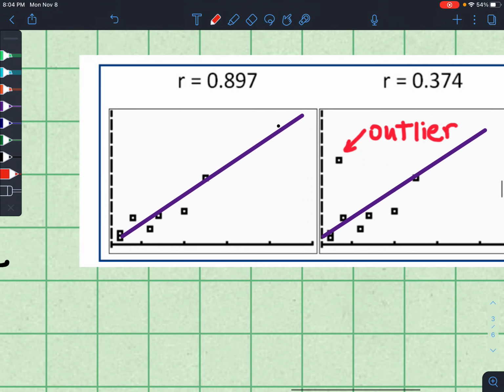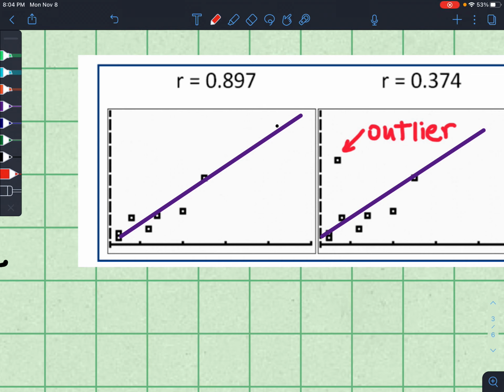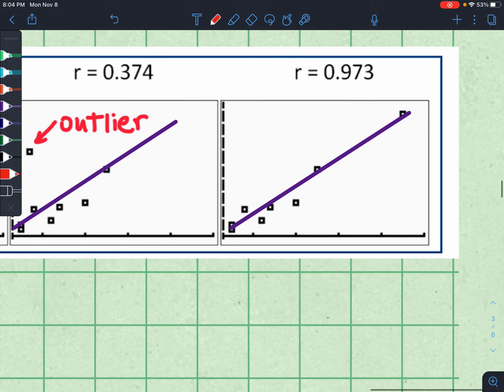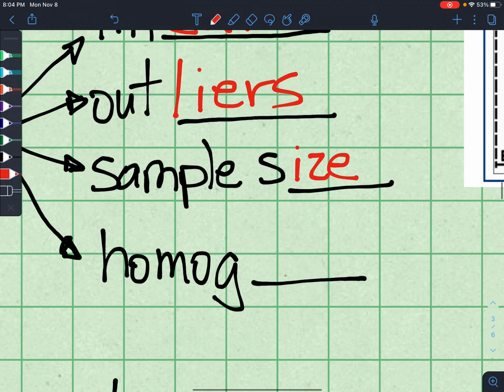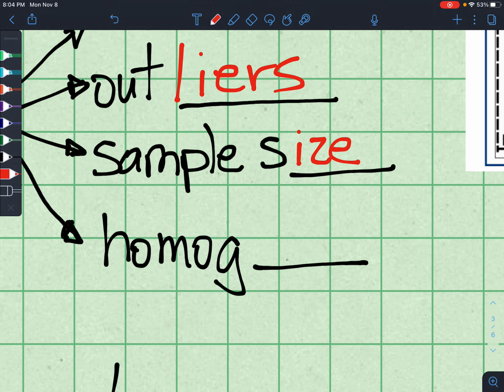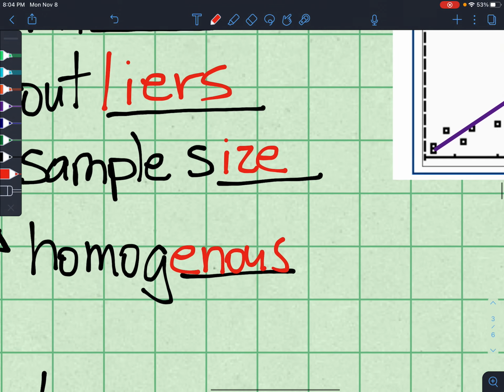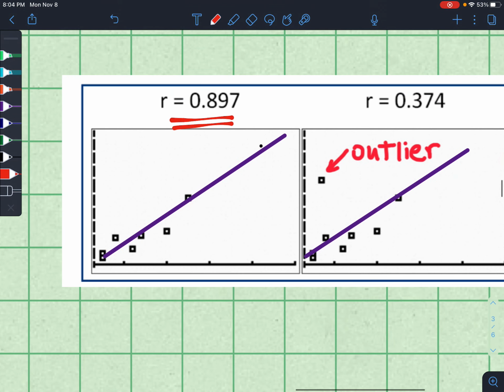And then sample size. If there's only a few things being graphed and related, then we need to be wary of how much we can rely on that. Like, really, you've only got 7 pieces of data. So getting as much data as possible, and here we get another piece of data, we can get an even stronger relationship.